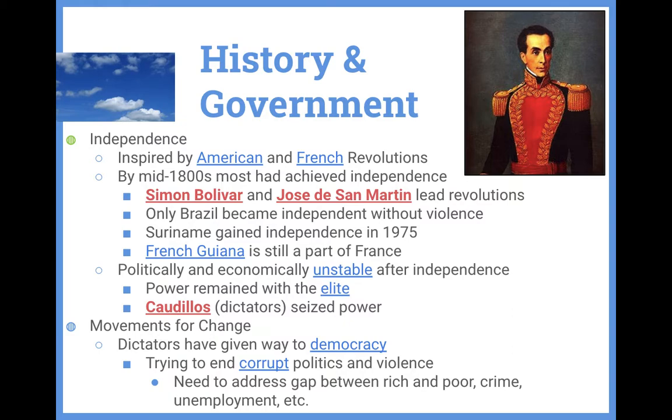So the newly independent countries became politically and economically unstable after independence. And then, so like with Mexico, the power is going to remain with the elites. So a caudillo or dictator is going to emerge in most of these countries, and there have been movements for change. Dictators in more recent years have given way to democratic governments, and they're trying to end the corrupt politics and violence that was brought about by the dictators, and they definitely need to address the gap between the rich and the poor. There's a major poverty issue all throughout South America, particularly in the cities. Very high crime rates and unemployment.